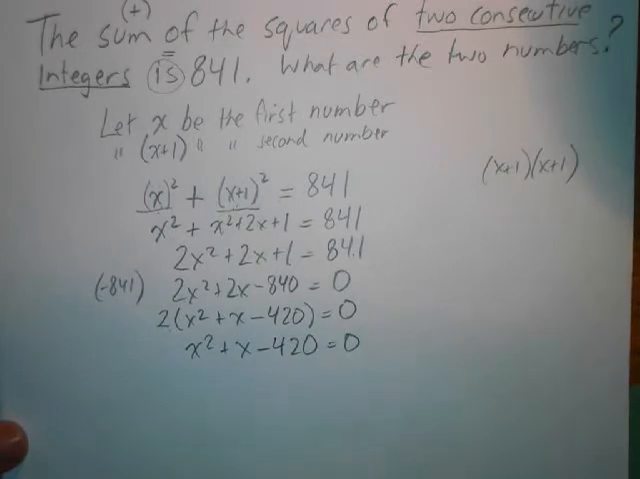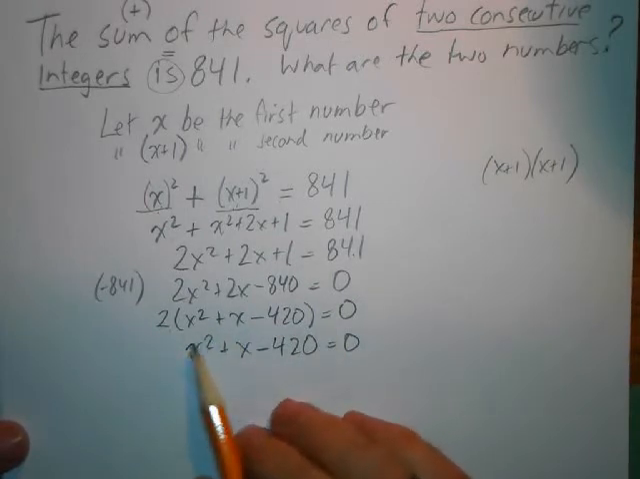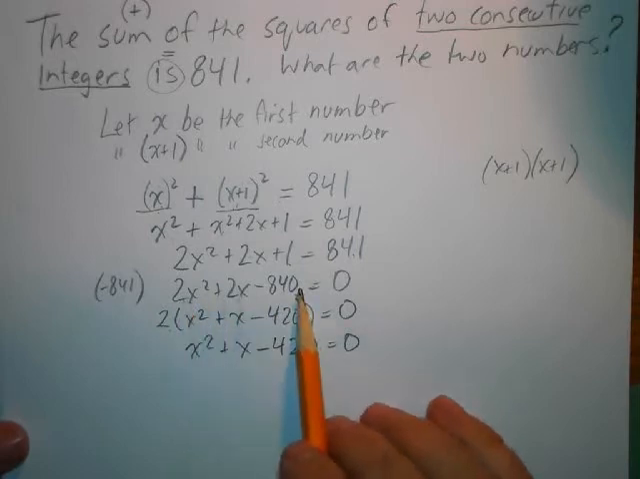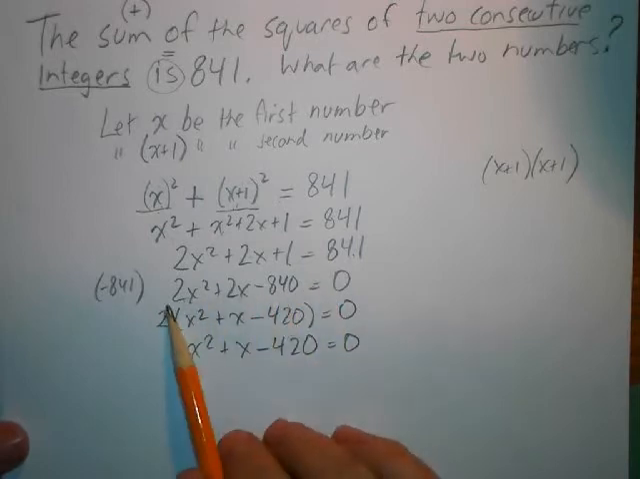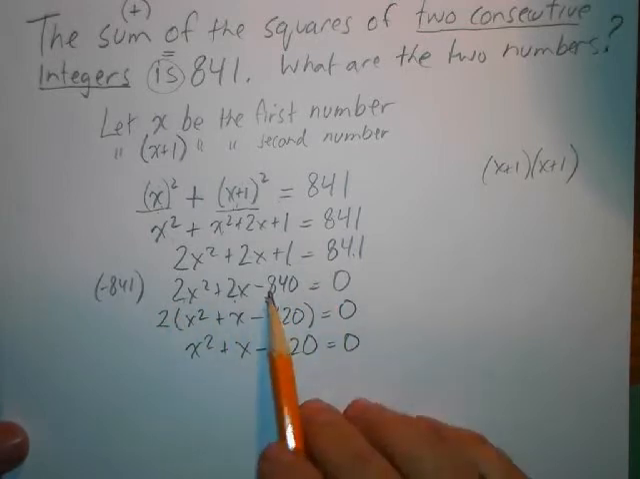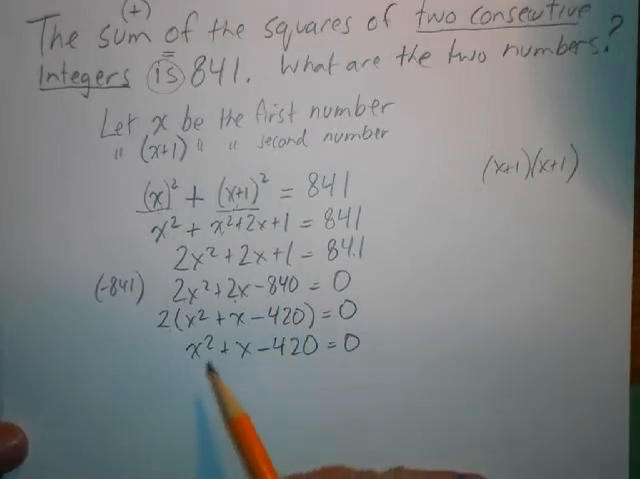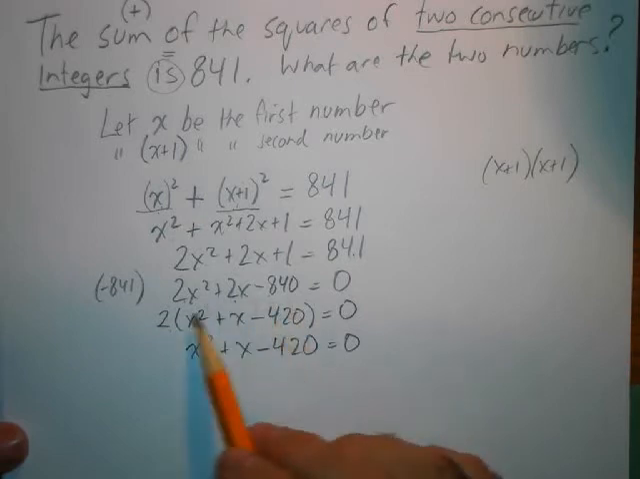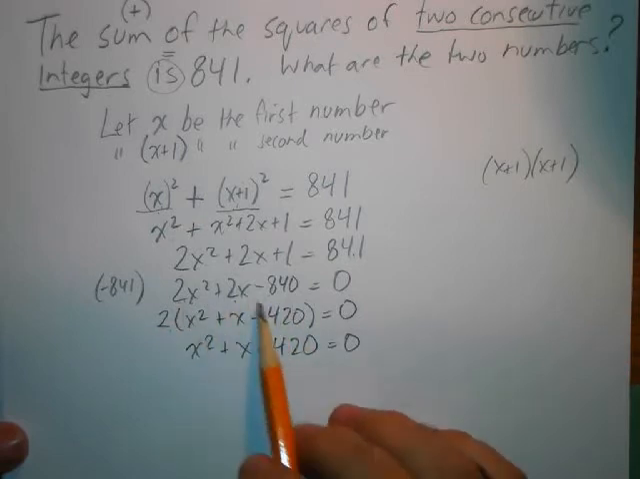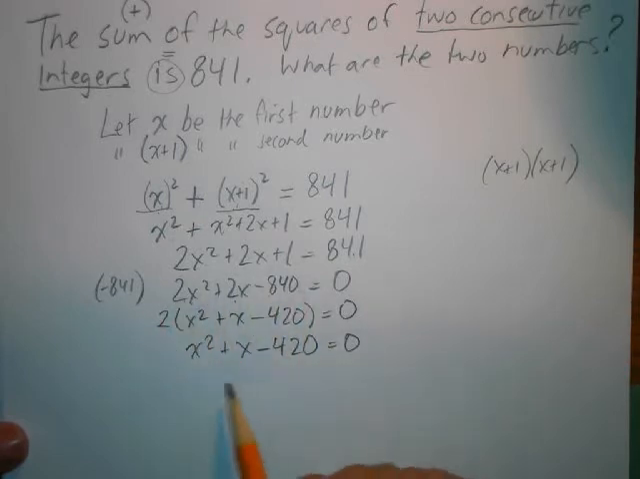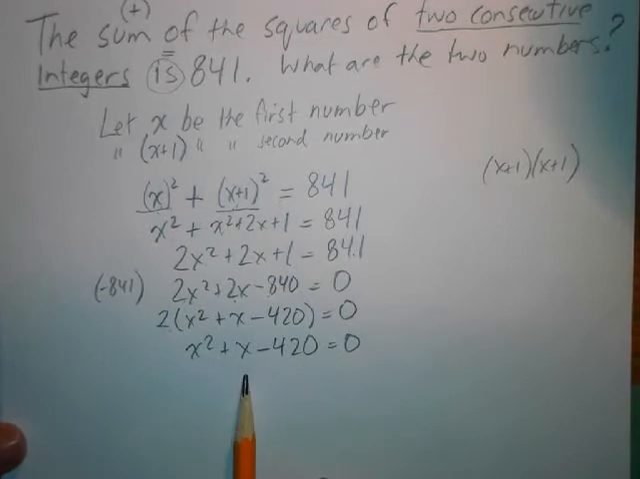Okay, now why bother doing this? Well, you don't have to. You could take that and use the quadratic formula. A is 2, B is 2, and C is negative 840, but it's always nicer to work with smaller numbers if you can, especially if you see that you could easily factor a 2 out because they're all even. And even at this point, if you felt ambitious enough, you could probably factor this. It is factorable.